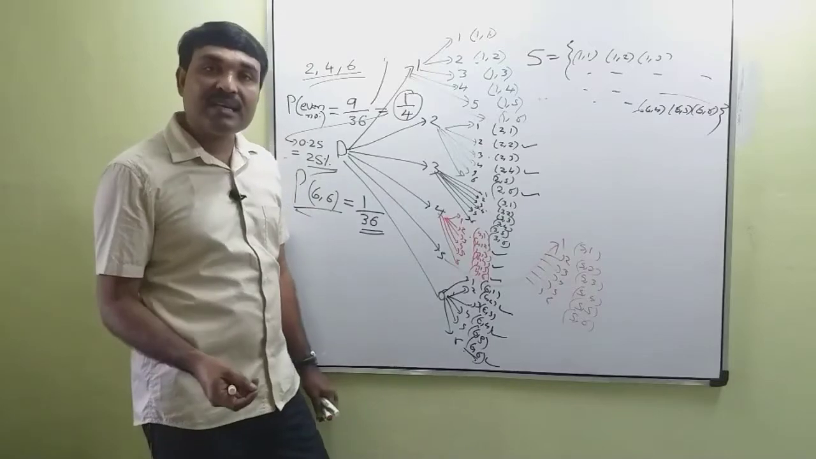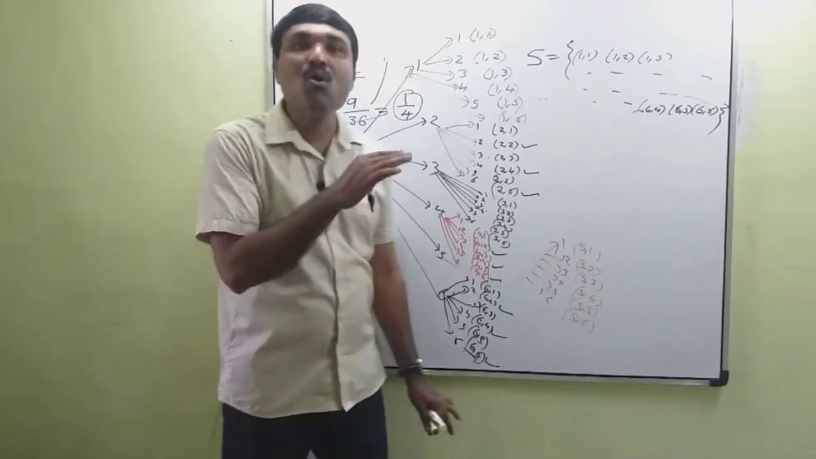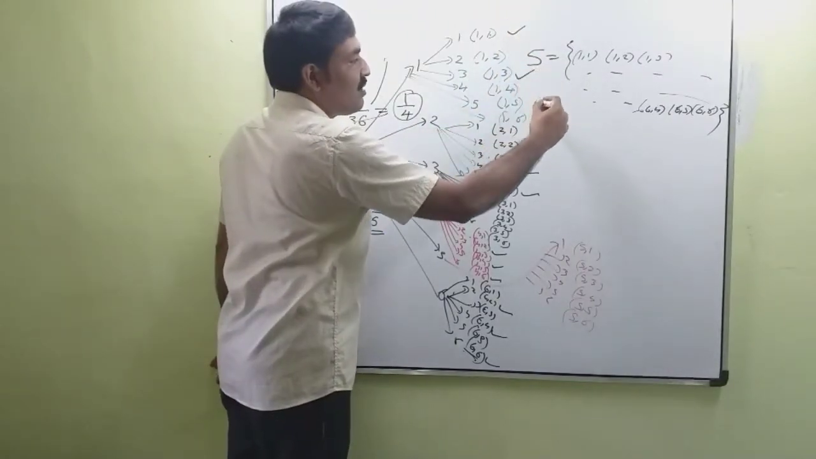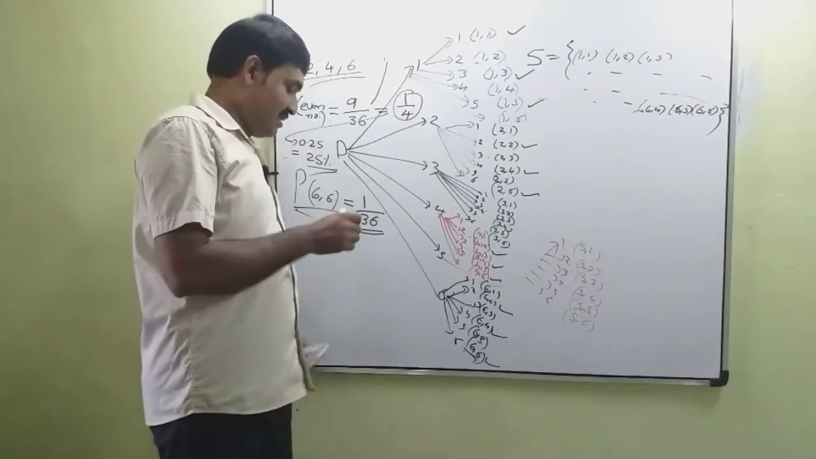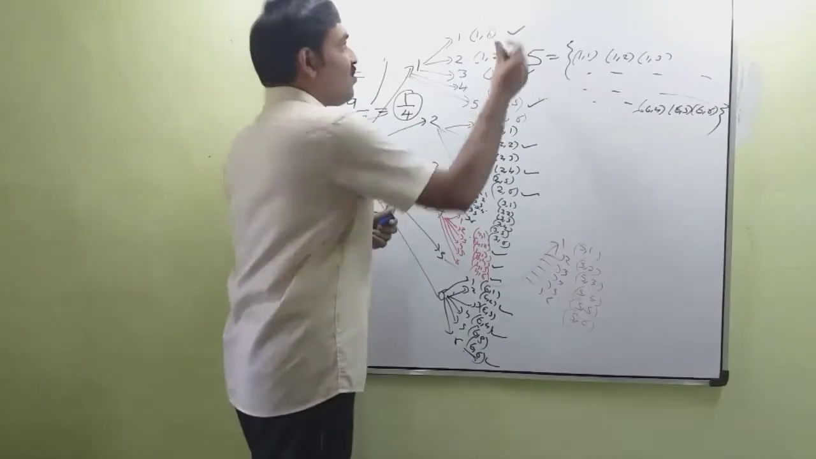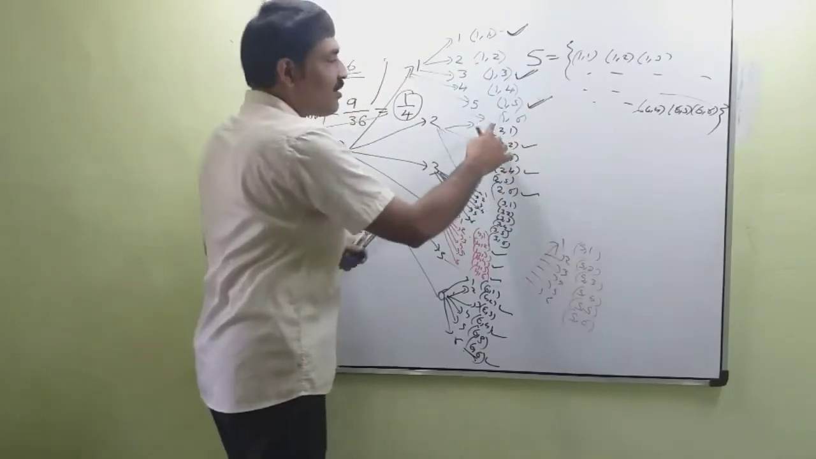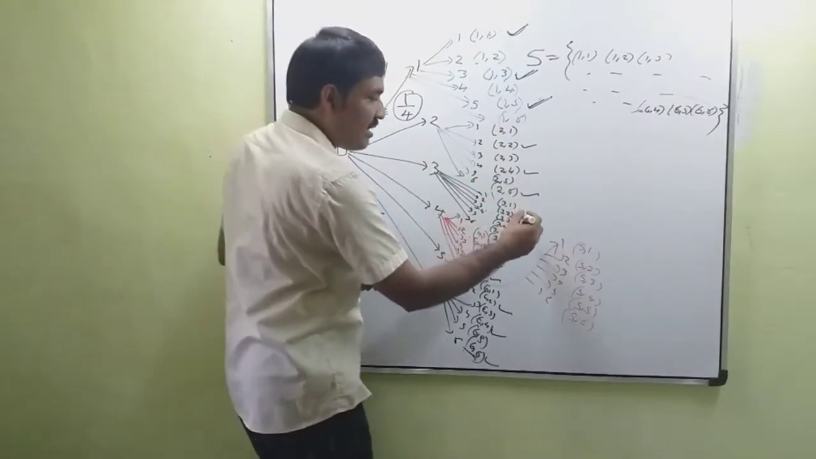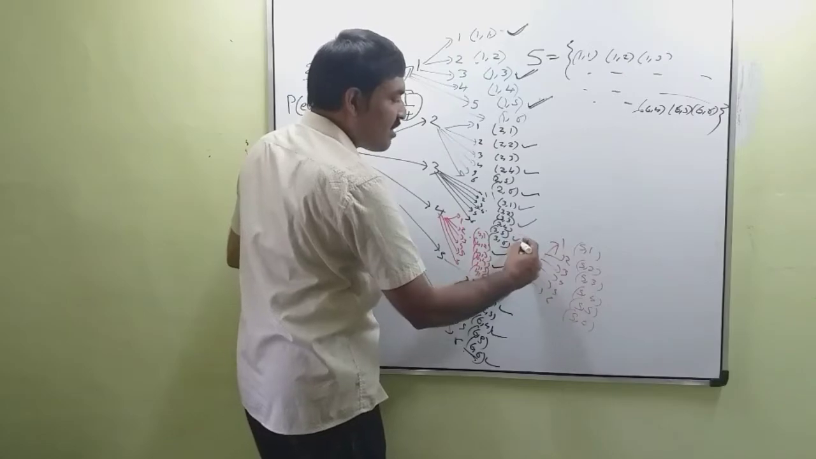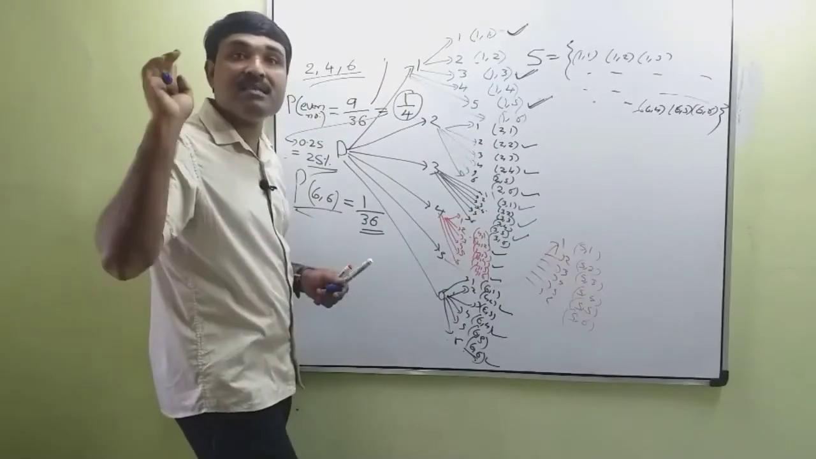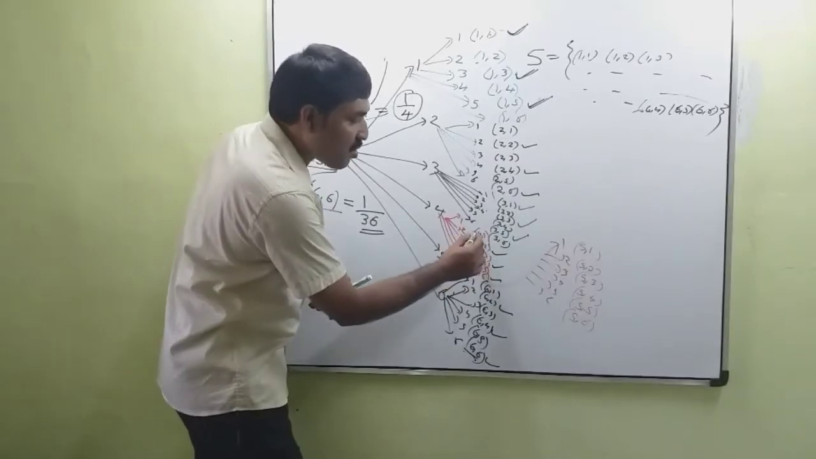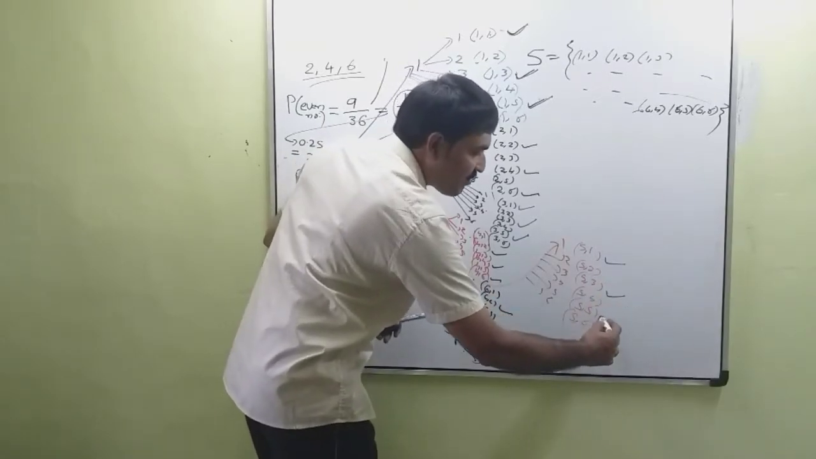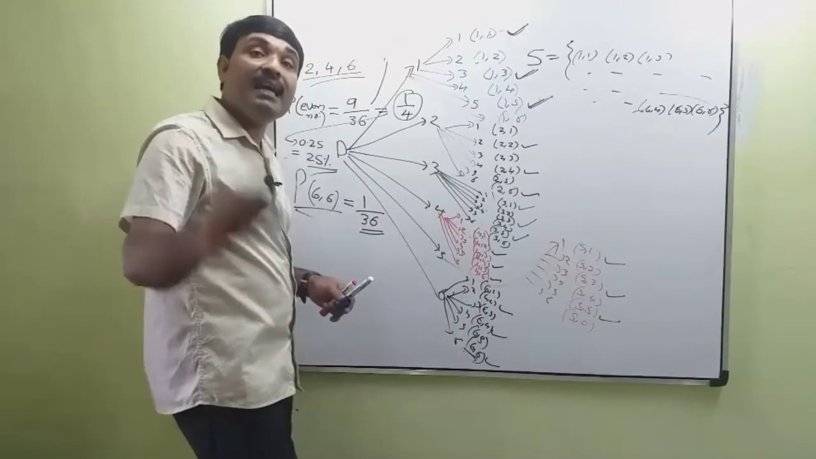Now, what is the probability of getting odd numbers in both throws? Odd numbers in both throws means 1, 1, okay, 1, 3, okay, 1, 5. We have 3 chances, right? Here one number is even, so we can neglect this entire set. Now here 3, 1 okay, 3, 3 okay, 3, 5 okay, and in the rest one number is even, so we neglect. Here 5, 1 okay, 5, 3 okay, 5, 5 okay. Here one number is always even, so neglect that case.